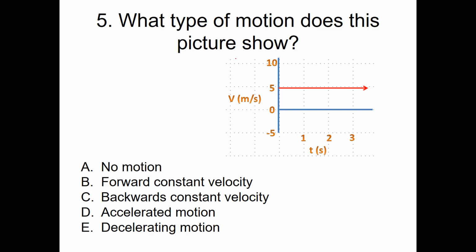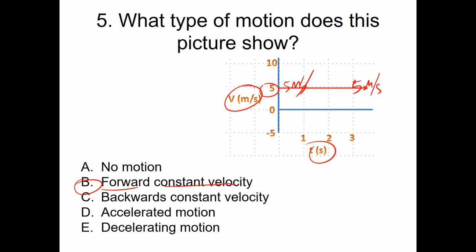What type of motion does this picture show? We have velocity and we have time. You went 5 meters per second, and the whole time you're going 5 meters per second. You never sped up or slowed down. This is going to be your constant velocity, but what direction? We are on the positive side, so we're going to be going forward. This would be positive forward constant velocity.